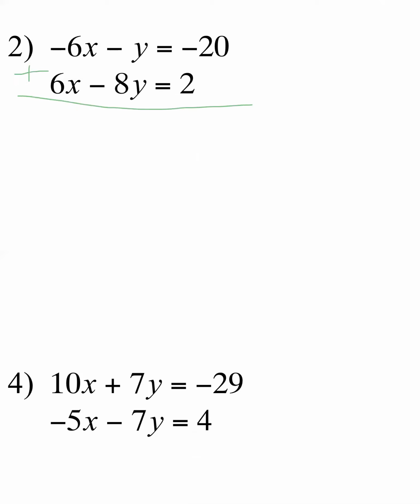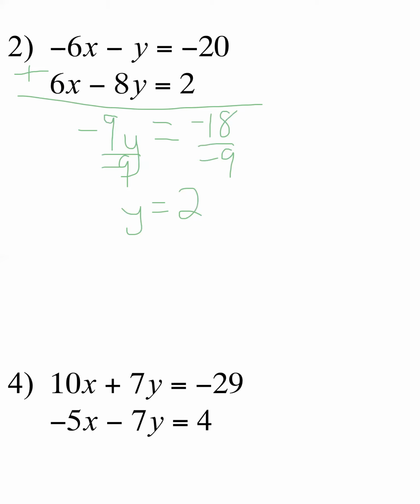So when I add these two together, negative 6x plus 6x is just gone, right? They just cancel each other out. Now I'm going to do negative y plus negative 8y. So remember, there's really an invisible 1 there that we never write. So negative 1 and negative 8 add together to get me negative 9y. And then on the right-hand side, negative 20 plus 2 is a negative 18. So now I can divide both sides by a negative 9, and it looks like this time y is going to be 2. Awesome. So again, I have half my answer. I just need to get the x coordinate.